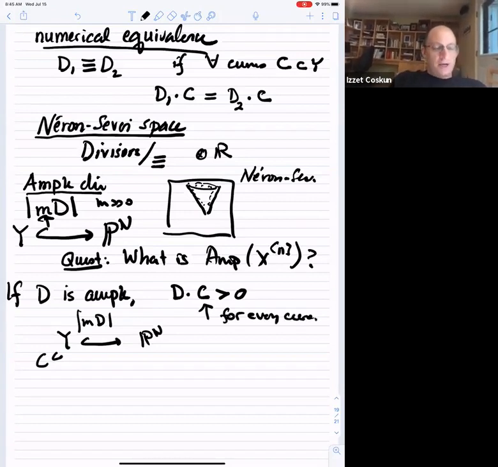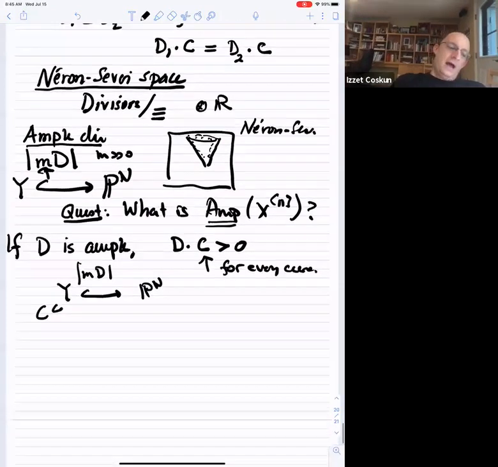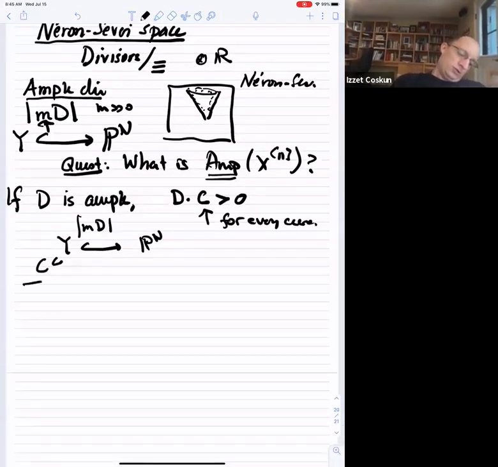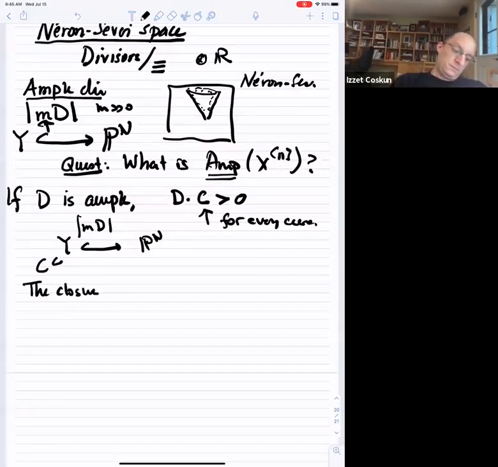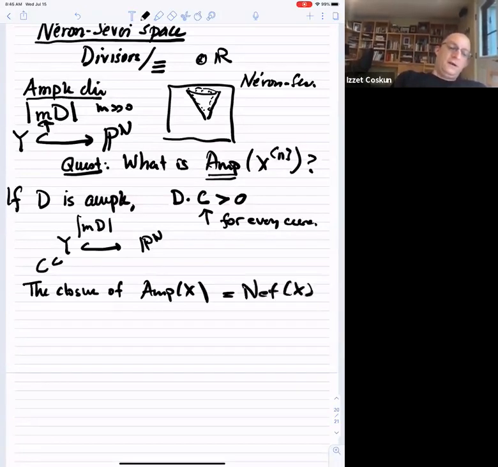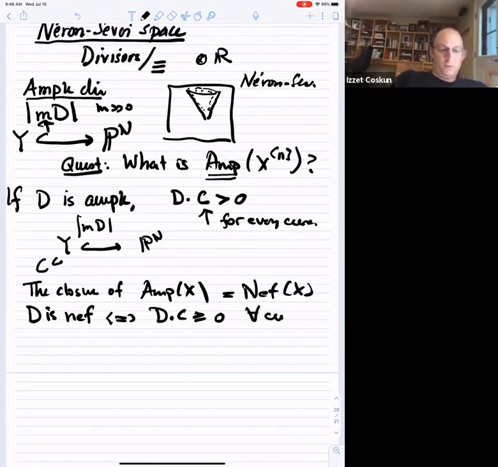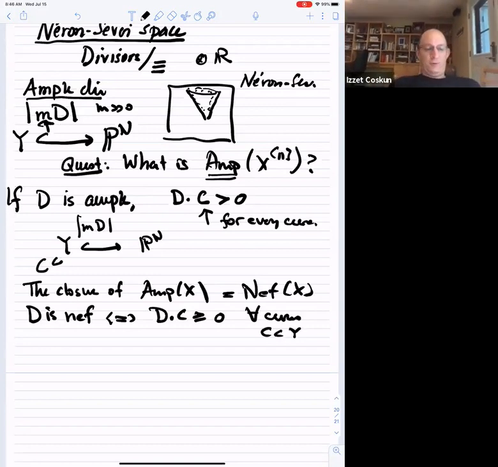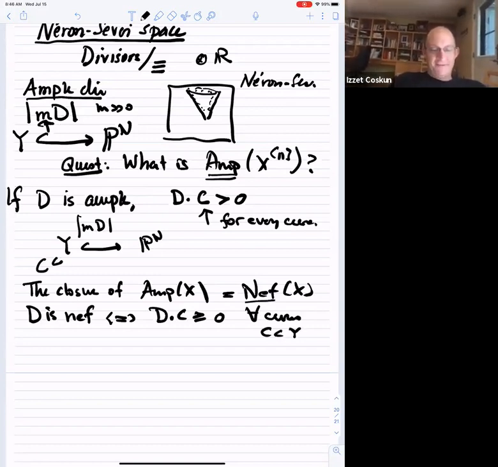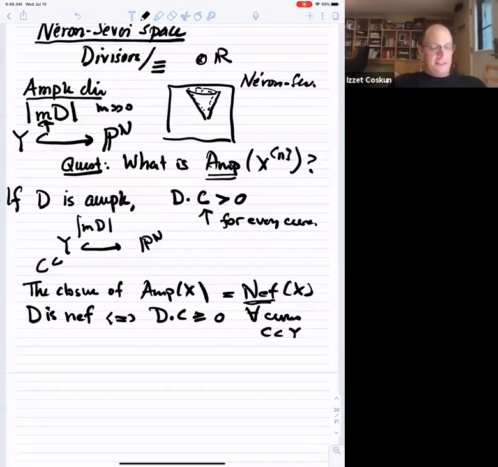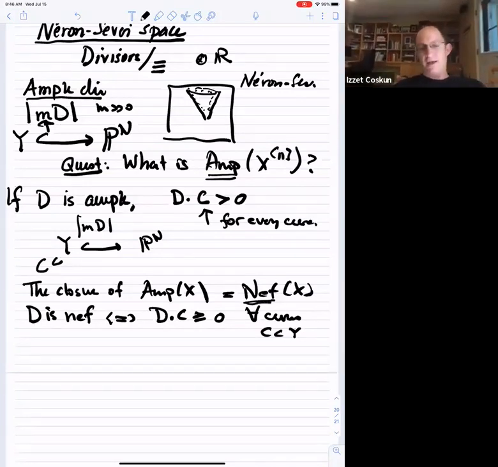Sometimes it's easier to talk about the closure of this ample cone, and that's called the Nef cone. The Nef cone, a Nef divisor, by definition, D is Nef if and only if D dot C is greater than or equal to 0 for all curves C in Y. So I will probably occasionally use the word Nef, and what Nef means is that it's a divisor that has non-negative intersection with every curve, okay?